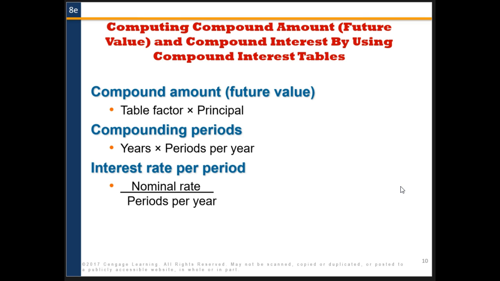And then the compound interest table on page 345, that is a useful set of factors to represent the future values of a dollar at various interest rates for a number of compounding periods. And because these factors are based on a dollar, the future values of other principal amounts are found by multiplying the appropriate table factor by the number of dollars of principal. You can see here the compound amount, the future value, is the table factor times the principal. And the compounding periods is the years times the periods per year. Then the interest rate per period is the nominal rate divided by the periods per year.